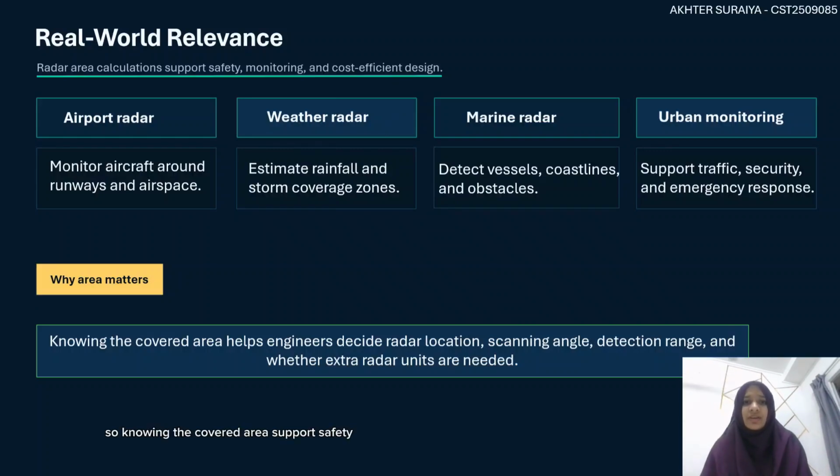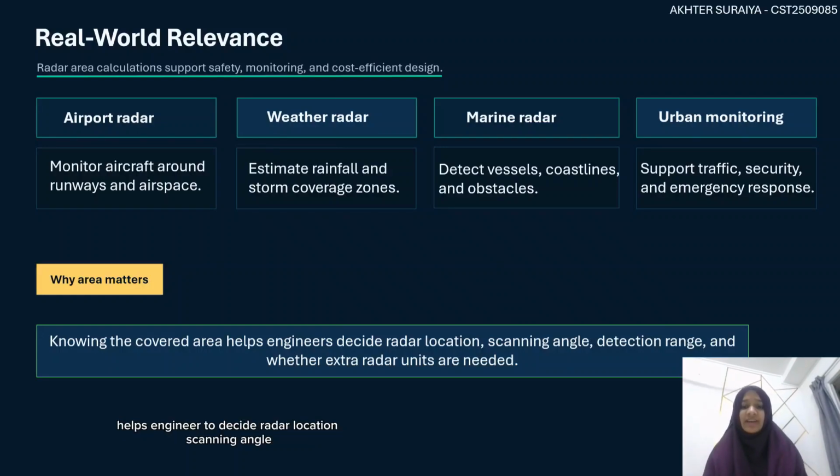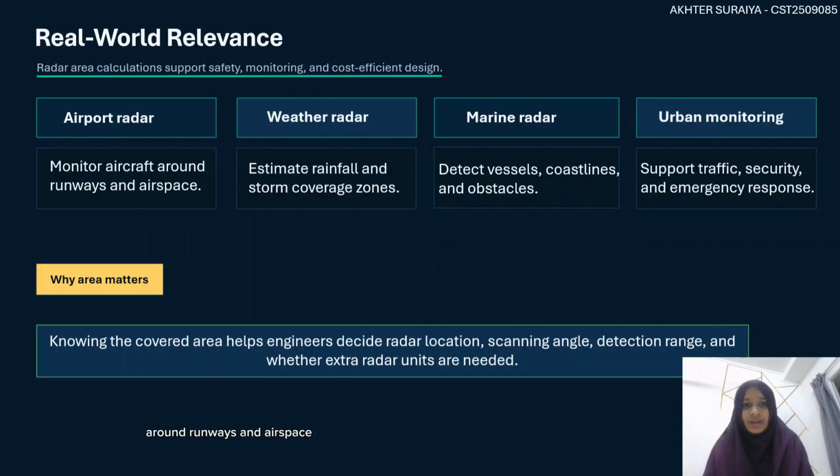So, knowing the covered area supports safety, monitoring and cost-efficient design. It helps engineers decide radar location, scanning angle, detection range and whether extra radar units are needed. Some examples are airport radar, which monitors aircraft around runways and airspace; weather radar, which estimates rainfall and storm coverage zones; marine radar, which detects vessels, coastline and obstacles; and urban monitoring, which supports traffic, security and emergency response.